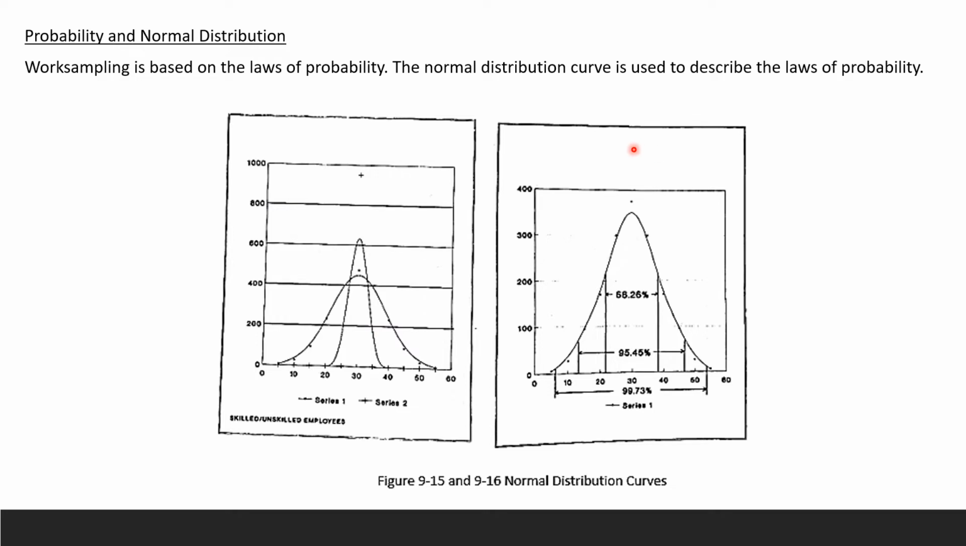The normal distribution curve is used to describe the laws of probability. Every time we look at this graph, the area underneath the curve is what we call the acceptance area. From here to here, you already understand 1 standard deviation, 2 standard deviations, and then 3 standard deviations. Those are your acceptance levels right there. So this is just a review of the normal distribution.